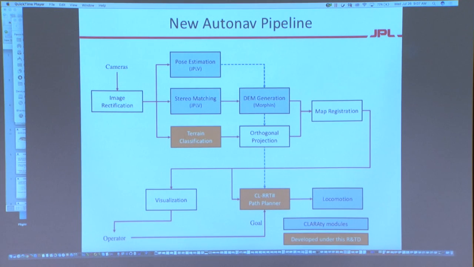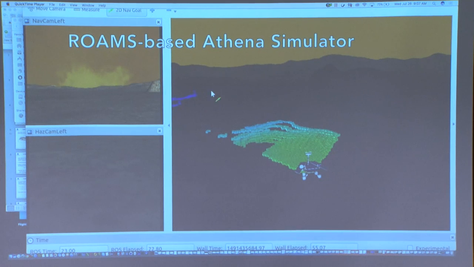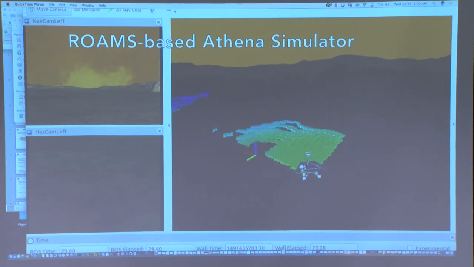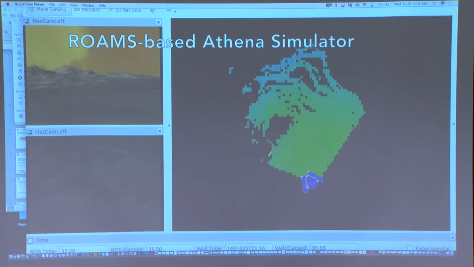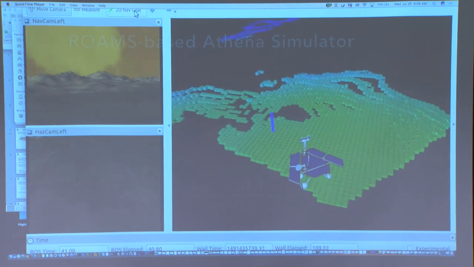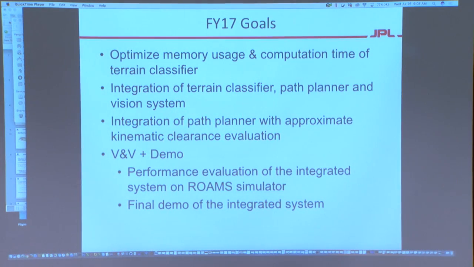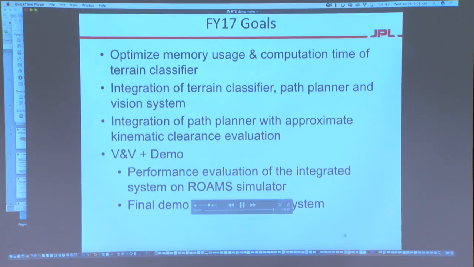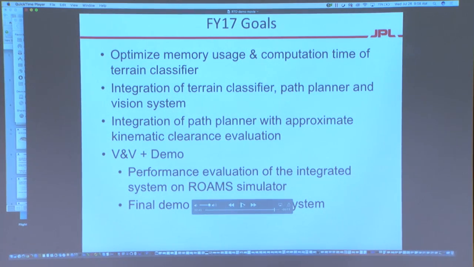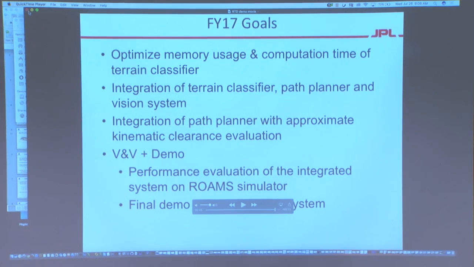The classifier and path planner were integrated with the rover and its proprietary software architecture through a newly developed interface based on the Robot Operating System, or ROS. We also developed the Athena simulator based on a physics-based simulator with an identical ROS interface. Future work includes the integration of the terrain classifier, the path planner, and the perception system on the Athena rover. So that was one application of a path planner in the context of rover navigation.